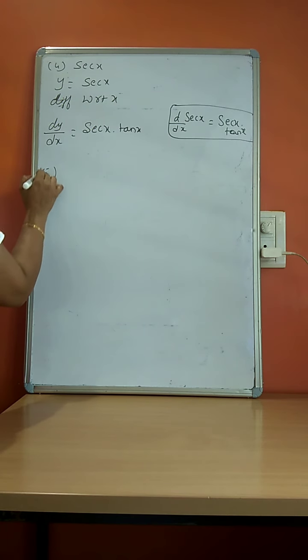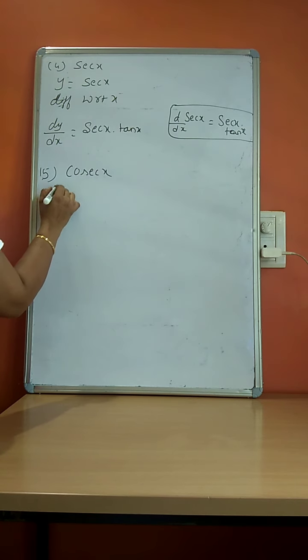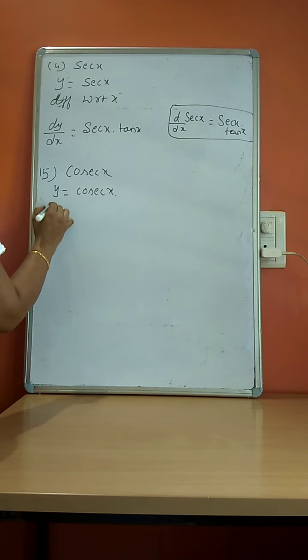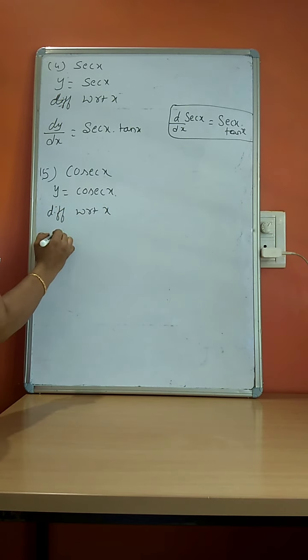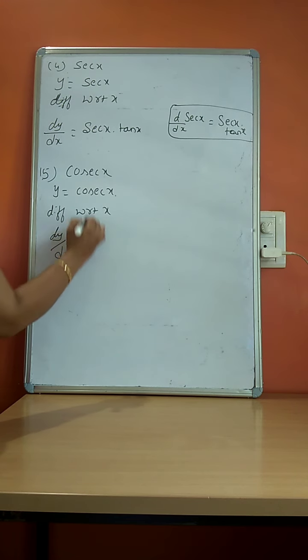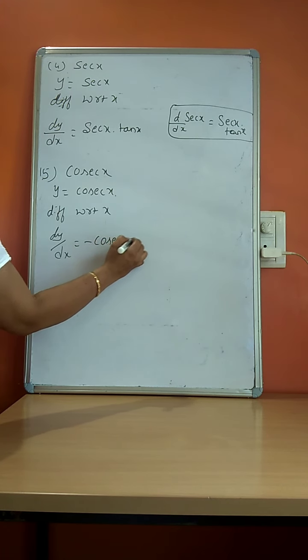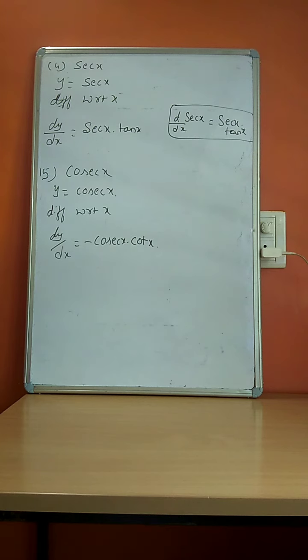Similarly, fifth one, y is equal to cosecant x. Differentiate with respect to x. dy dx is equal to, differentiation of a cosecant is what? Minus cosecant x into cot x.